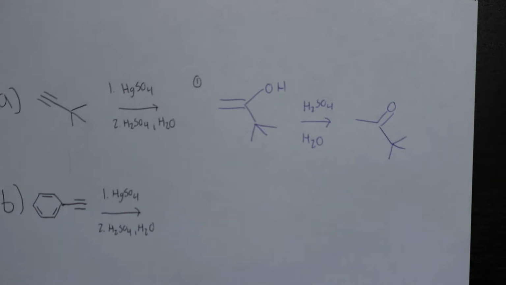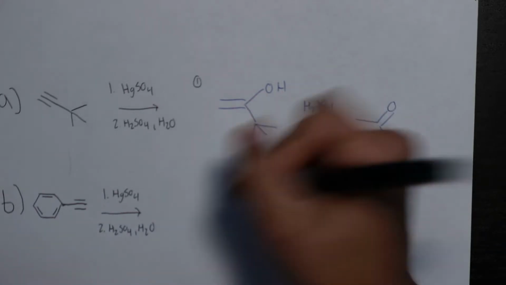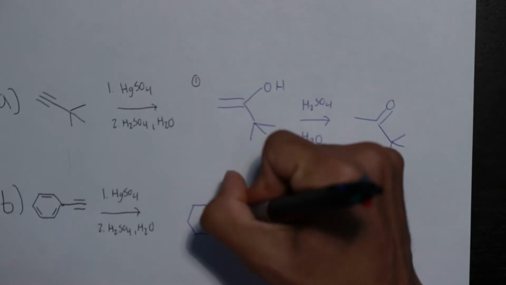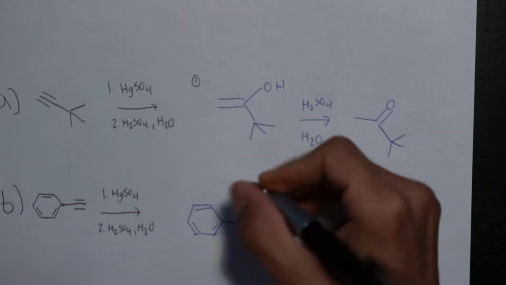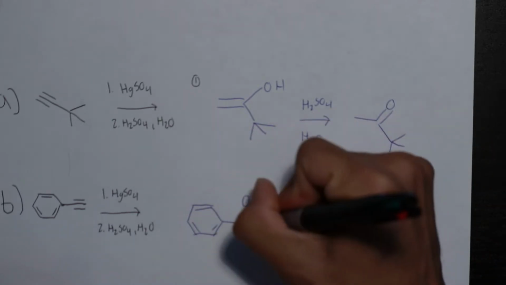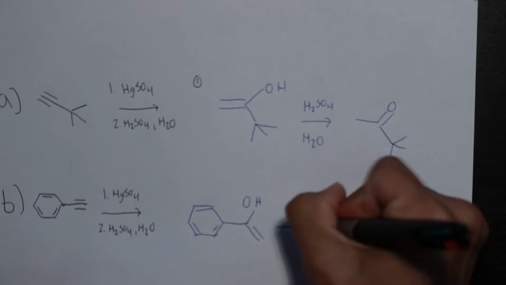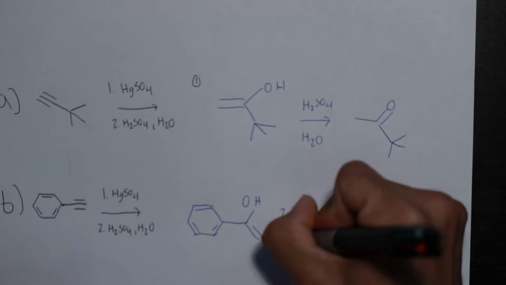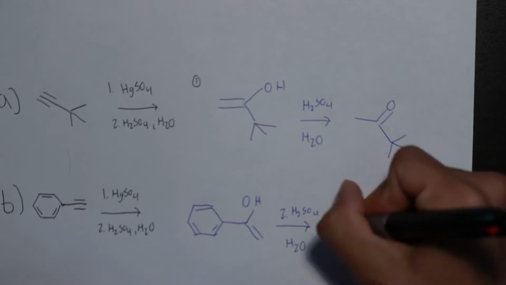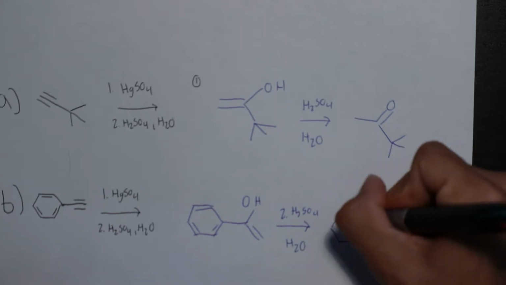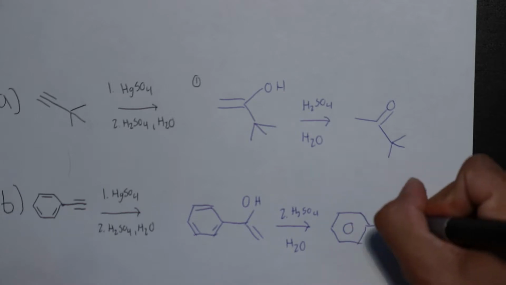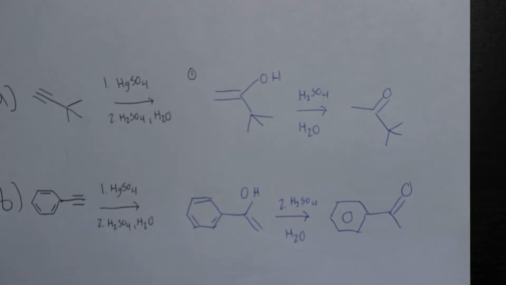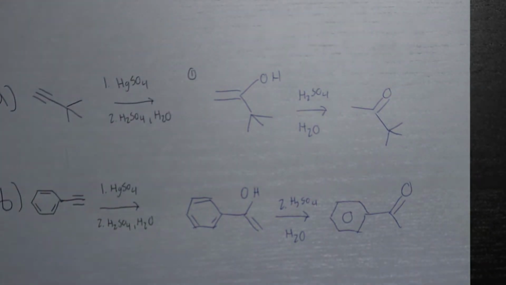For part B, it's very similar. A formation of an enol, which then reacts with the H2SO4 because of the acidic conditions, would otherwise form a ketone. It's pretty straightforward. Just try some practice problems and you should get the hang of it.